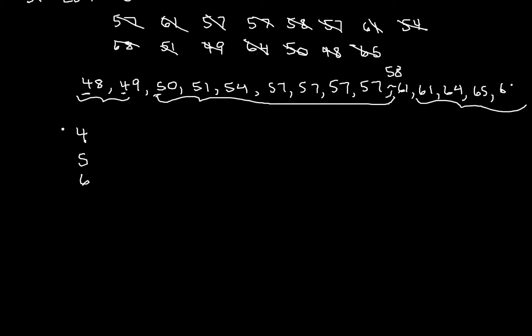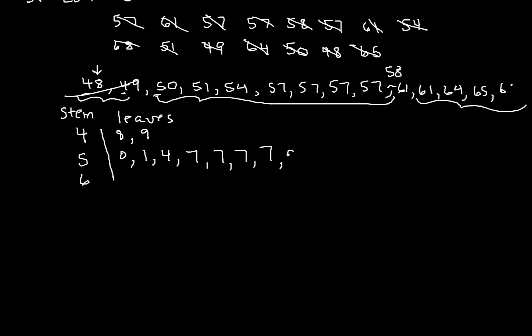Okay, so they're the only stems we have. And then we draw ourselves a line. You can write up here stem. And then over here is going to be your leaves. So your leaves are just the next number. So we have an 8 and we have a 9, like that. And then we did those. Now we're going over these stems. We have a 0, we have a 1, a 4, we have 1, 2, 3, 4 7s, and we have an 8.